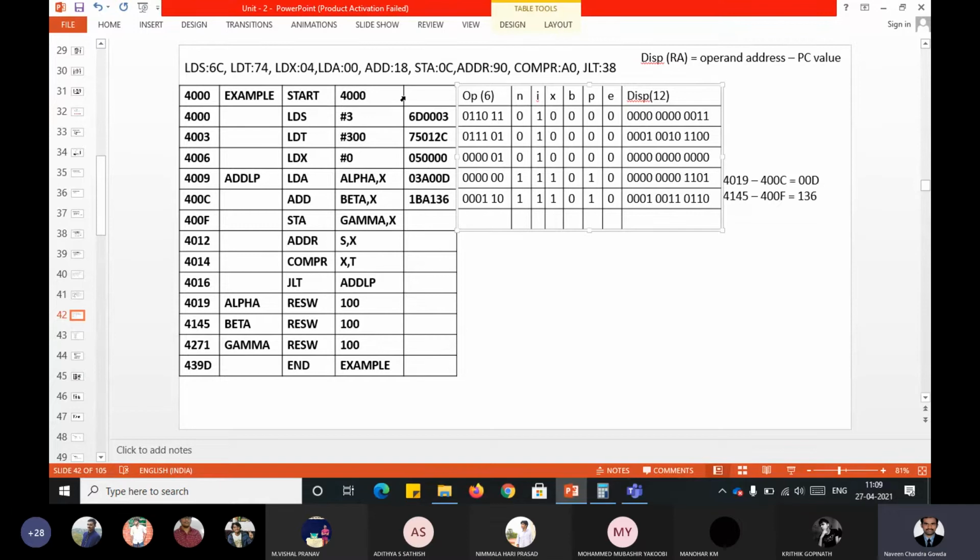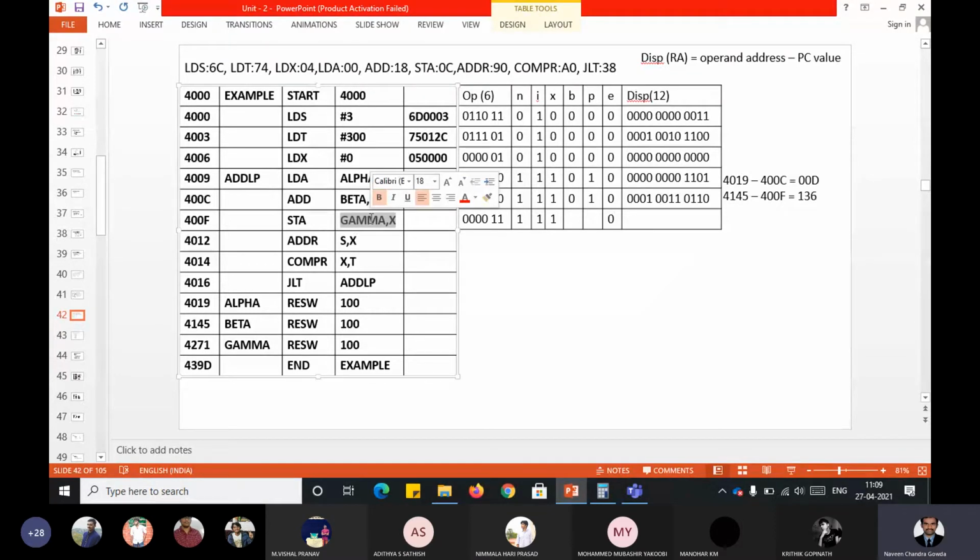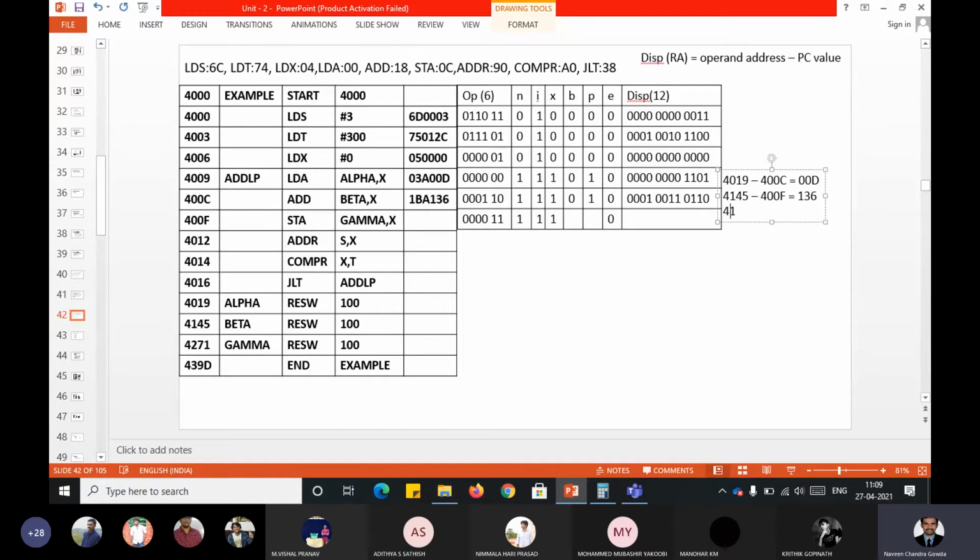Now let us find out the displacement, which is operand address minus PC. What is the operand here? It is gamma. And what is the address of gamma? It is 4127. So 4127 minus the PC value. As you are working with this instruction right now, what is the PC value? It is 4012. When you subtract that, it is 4127 minus 4012. What you are getting is 115.